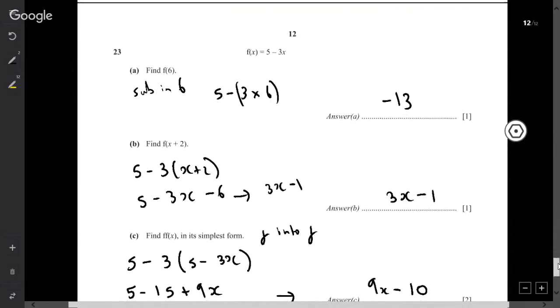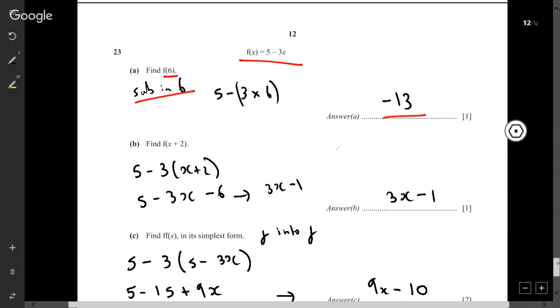Okay. Question 23. A. Here's f of x, the function. Find f of 6. So all we do for this one is we sub in 6 into the function. So it becomes 5 minus 3 times 6, 5 minus 18, which is minus 13.